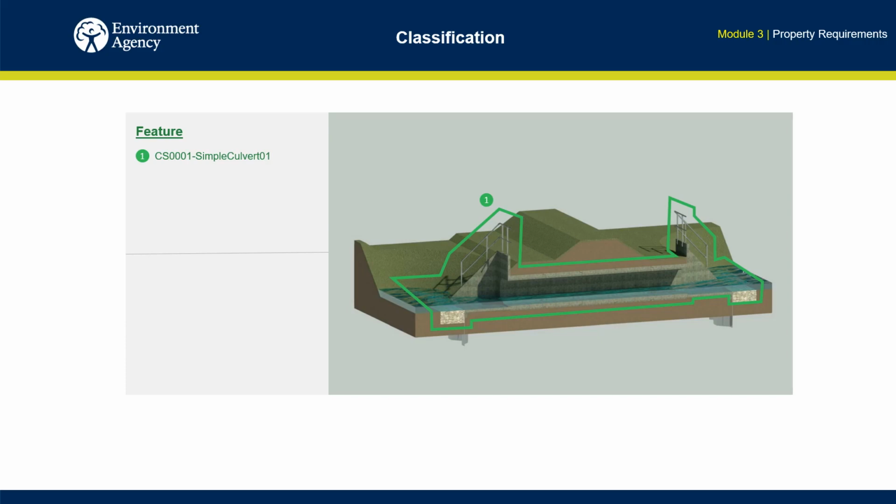The feature represents an asset type which can be broken down into smaller components called elements. Guidance for what elements to use to make up a feature is also defined within the Data Requirements Library.